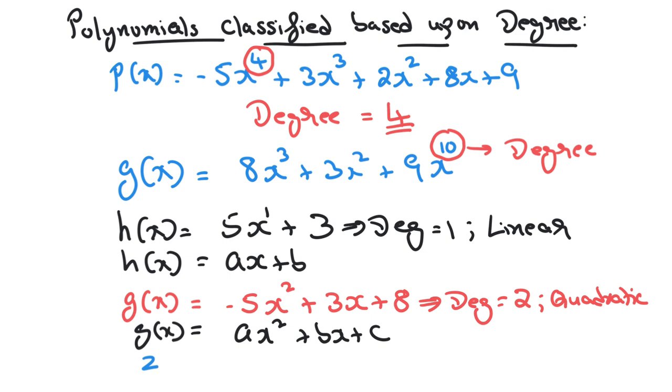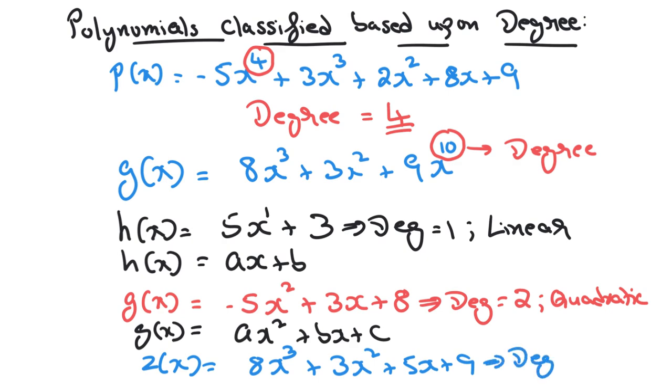Okay, let's look at another one. Say z of x, for example, anything, is 8x to the power 3 plus 3x squared plus 5x plus 9. What is the degree of this polynomial? The degree of this polynomial is 3, because the highest power of the variable is 3. So a polynomial whose degree is 3 is called a cubic polynomial.